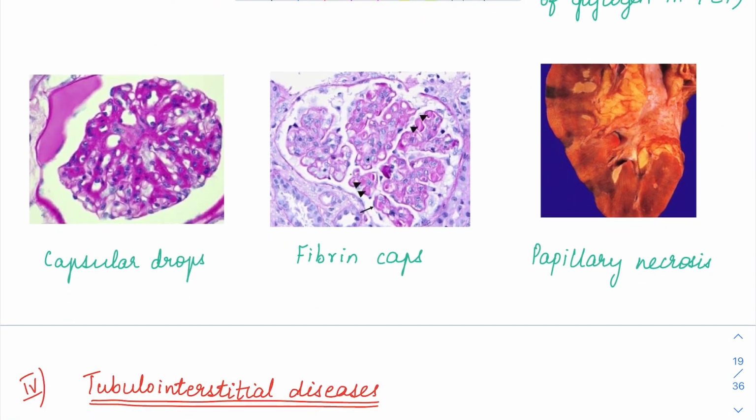Other than that, we have some exudative lesions like capsular drops and fibrin caps. Under this, we have some pinkish material deposits on the capsule. This is the Bowman's capsule. Near the parietal layer, we are going to have this pinkish deposition. That is the capsular drop. The same kind of pinkish deposition, if it is present on the capillary membrane, on the capillary tufts, is going to be seen. That is called a fibrin cap. It appears like a cap, right? And in the gross finding also, you can see papillary necrosis. Papillary necrosis is again caused by diabetes mellitus. One of the causes for papillary necrosis will be diabetes mellitus.